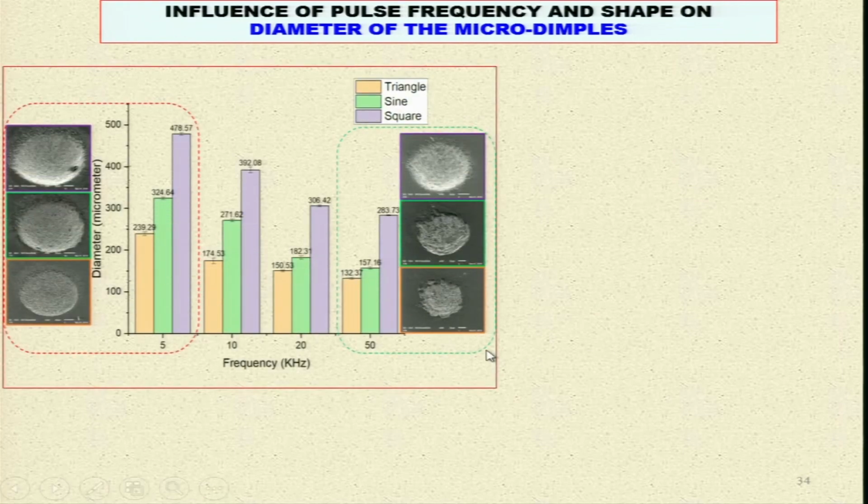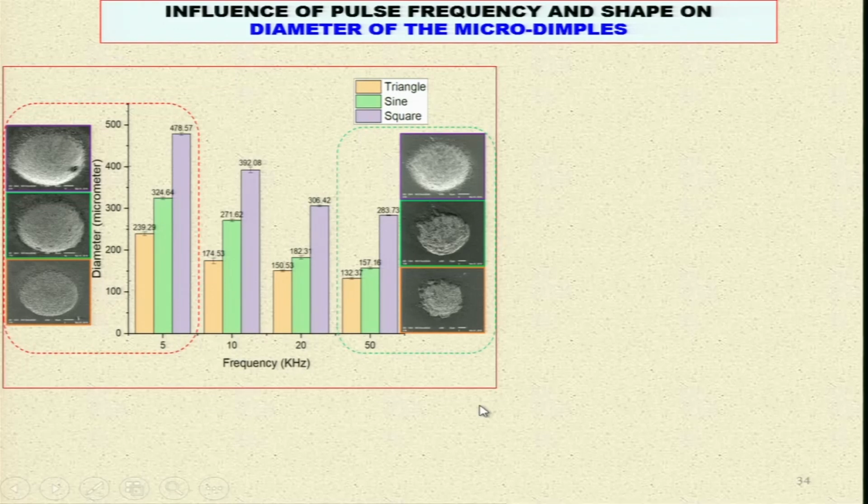These are the different parameters. Influence of pulse frequency and shape on diameter of the micro dimples that have been created. See it very carefully. Now, here this is the diameter in micrometer, and here you can see triangular shape, sinusoidal shape and square shape. So, maximum diameter is being given by the square shape and minimum by the triangular shape, but if you see the quality, then that makes a difference over here. These are the three different ones and these are the another one.